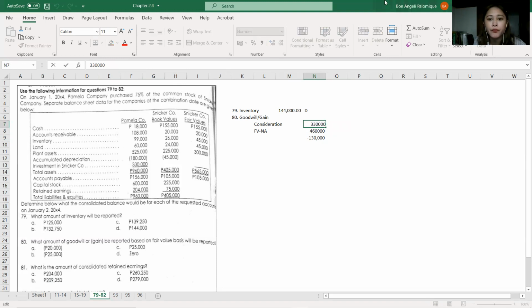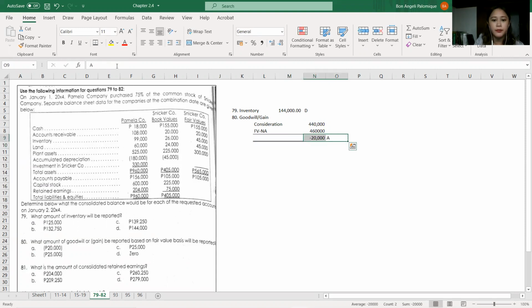So, kailangan mong i-consider, sabi dito, fair value basis. So, take note na itong nakukuha mo dito is under partial approach. So, dapat kailangan mong i-divide by 0.75 to get the whole amount. So, ang total natin is 20,000 negative, letter A.